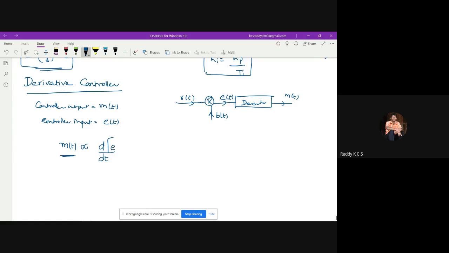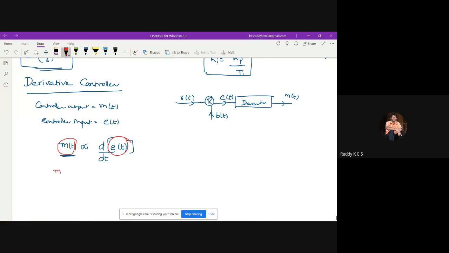What is the input of the controller? That is e of t, the error signal. So the manipulated signal in a derivative controller is always directly proportional to the time derivative of the input of the controller. That says that m of t is proportional to d by dt of e of t.